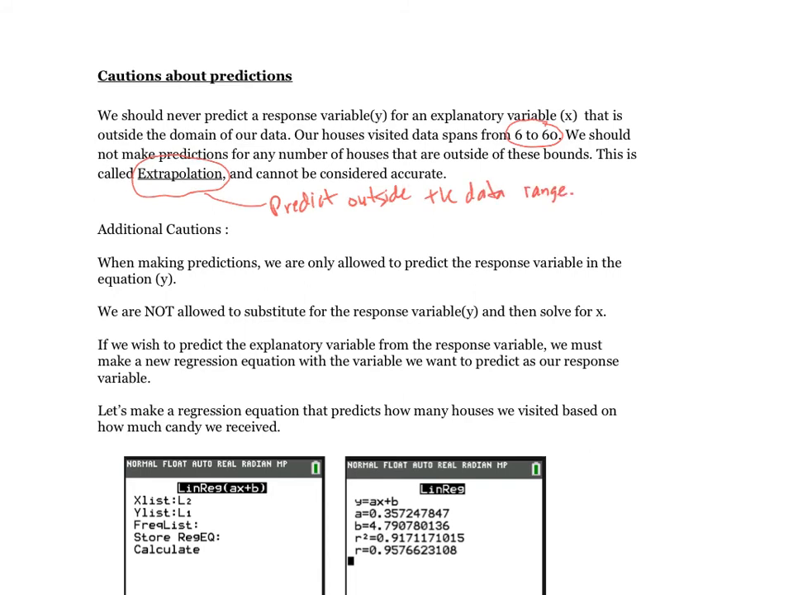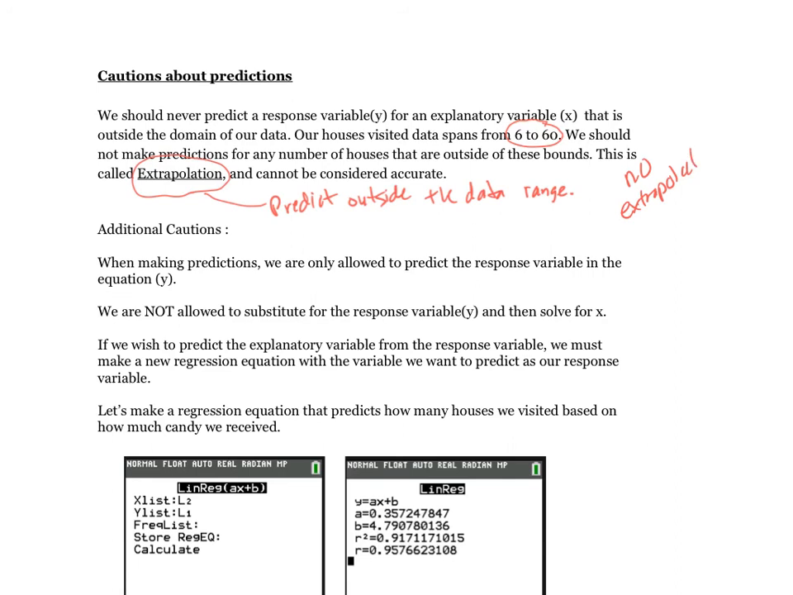And that's one reason why the y-intercept doesn't make sense, because our data stopped at 6 houses. We don't have any data around 0. So it just shows you, we know at 0 houses you wouldn't have negative pieces of candy. That's why we wouldn't want to predict anything below 6 houses. So we do not want to extrapolate. Okay, no extrapolation allowed.